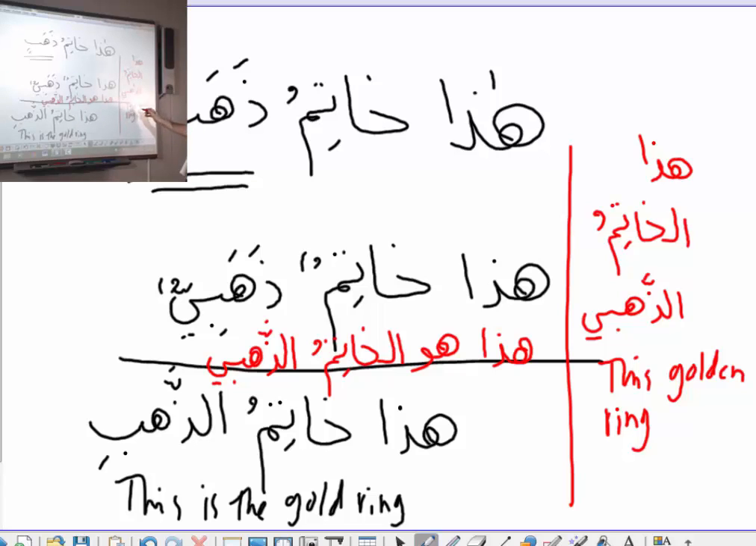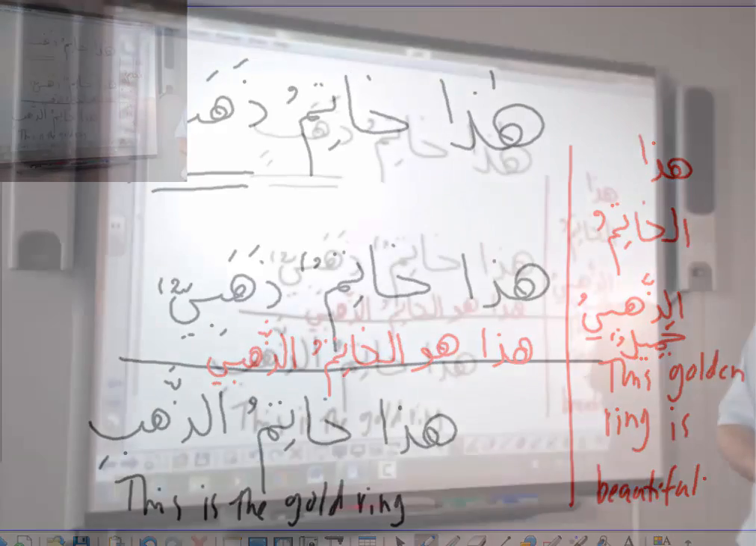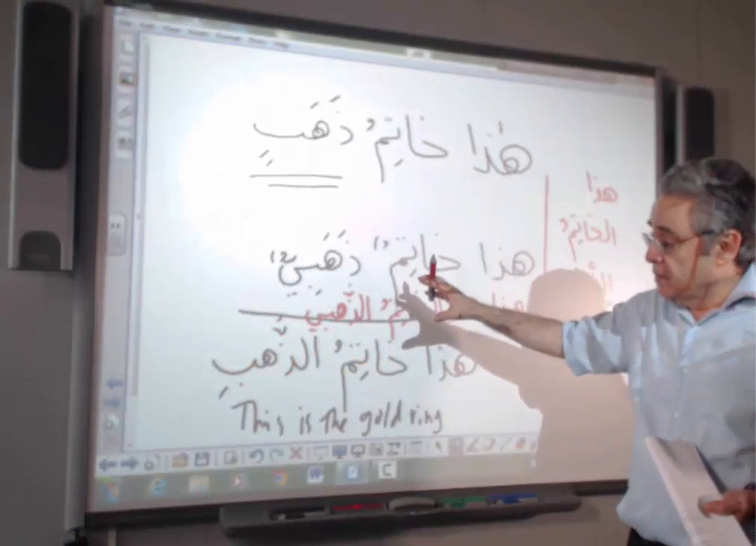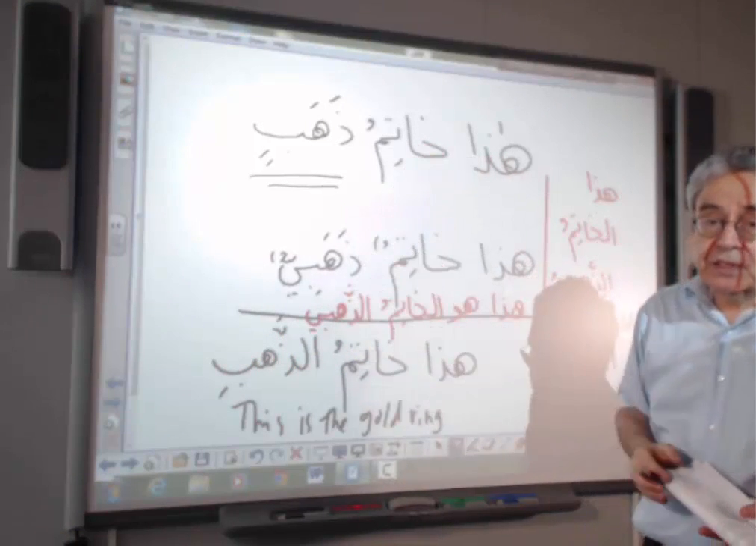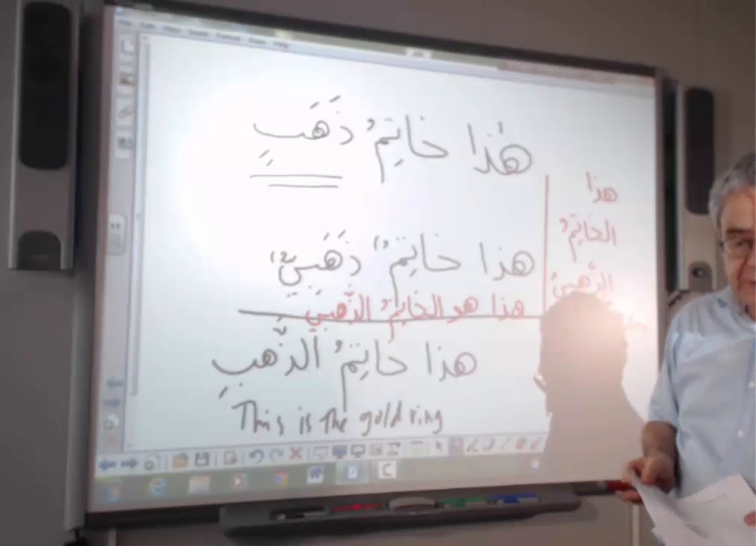هذا الخاتم الذهبي, this golden ring is beautiful. If I want to say is beautiful, I can say جميل. So you can see how هذا الخاتم الذهبي جميل. This golden ring is beautiful. So this is one thing we need to remember. Maybe we can study it in more detail when you start the course here. But I want you to remember what we call إضافة and noun adjective structure. شكرا.